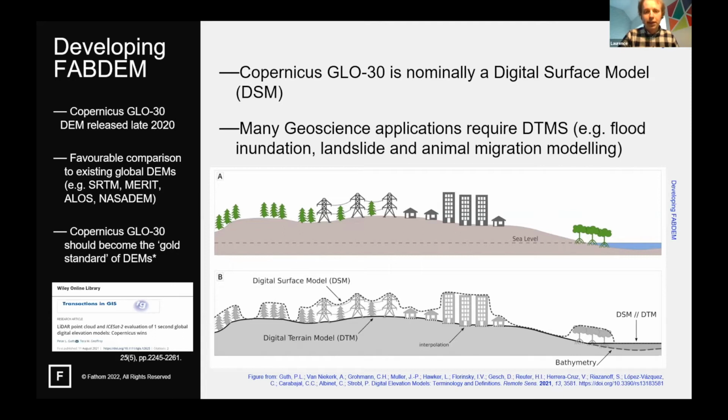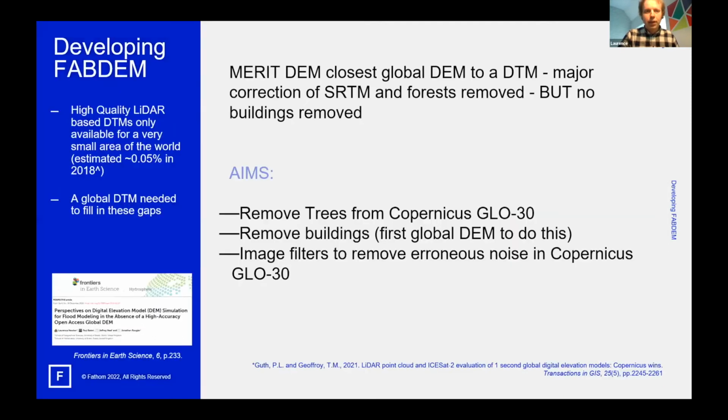What we need, next slide please, Gavin. These digital terrain models, or DTMs, you can get high quality ones from LiDAR. This is only available for a tiny proportion of the world. In 2018, we estimate this to be 0.05% of the Earth's land surface.